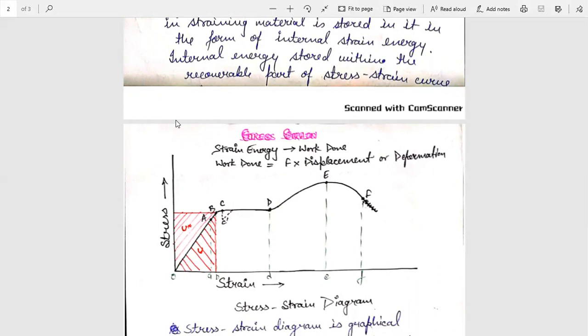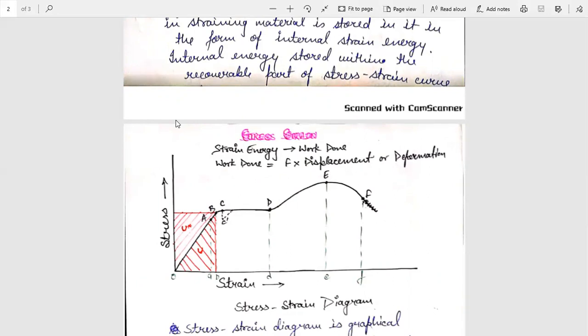If the load is further increased, the steel begins to strain harden. During the strain hardening region, the material appears to regain some of its strength and offers more resistance, thus requiring increased tensile load for further deformation. After D, with further increase in load and extensions, the point E of maximum load or ultimate stress is reached.